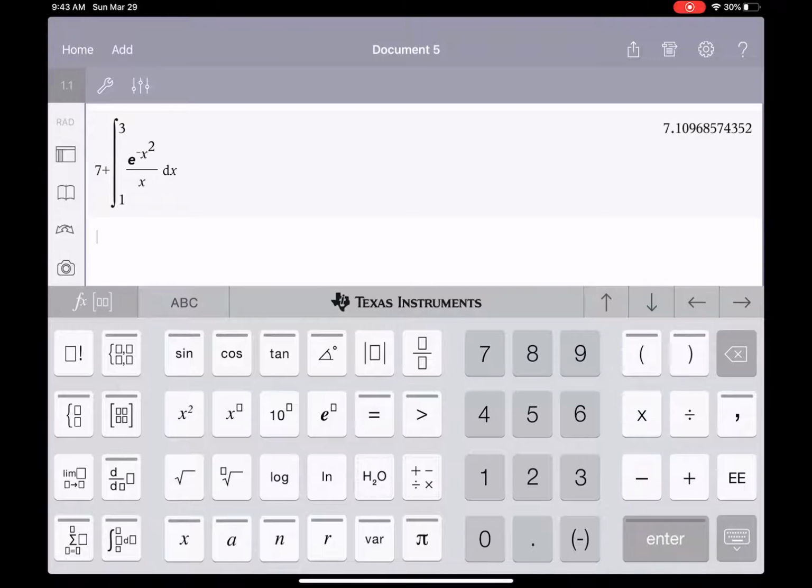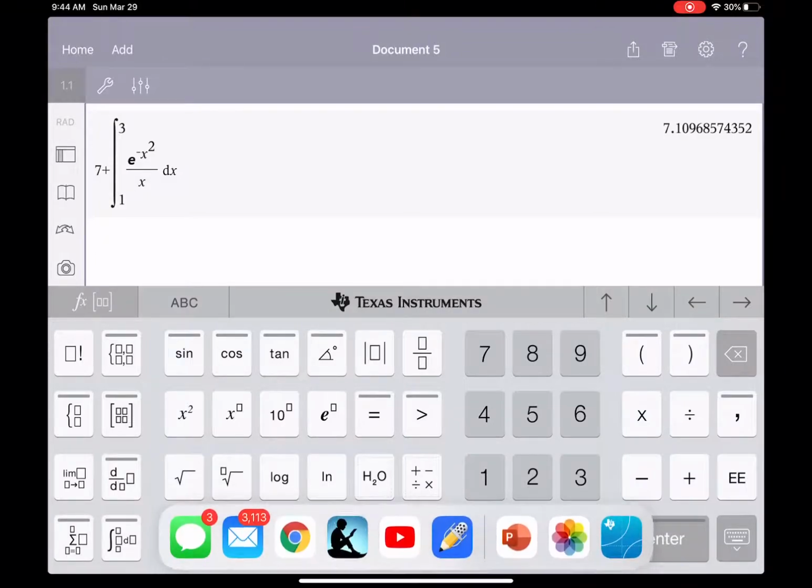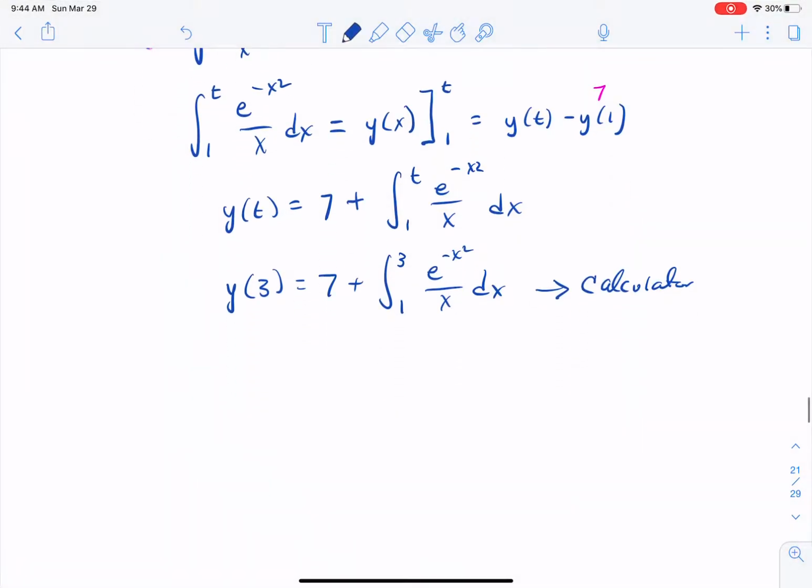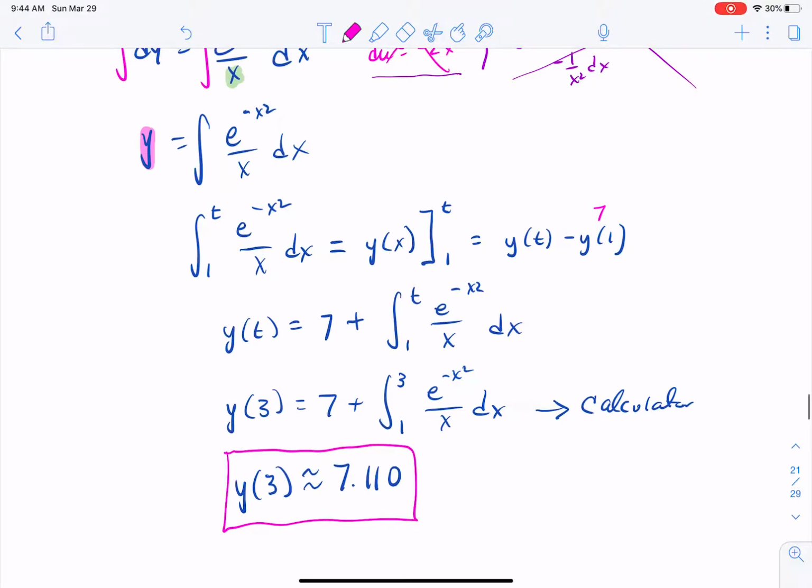Oh, look at that. I didn't try to approximate it, and it's like, nah, all you're going to get is an approximation because that's all I got for you. So I've got 7.109, or I can round that up to 7.110. So y of 3 is approximately equal to 7.110. And that's the best that I can hope for that particular problem, because there was no antiderivative that we could easily find at this particular juncture.